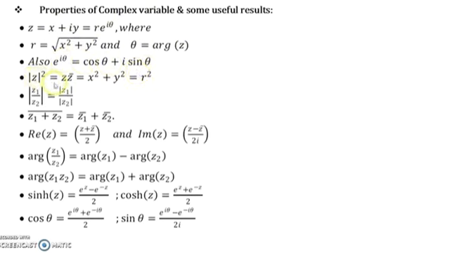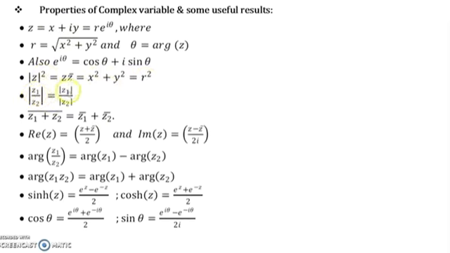In the complex plane, modulus of z square is equal to z into z bar. While we are multiplying z and z bar, we will get x square plus y square, because z equal to x plus iy and z bar is x minus iy. It will give x square plus y square, that is nothing but r square, because x is equal to r cos theta and y is equal to r sin theta.